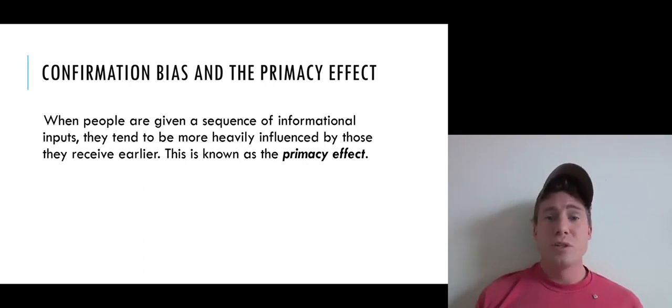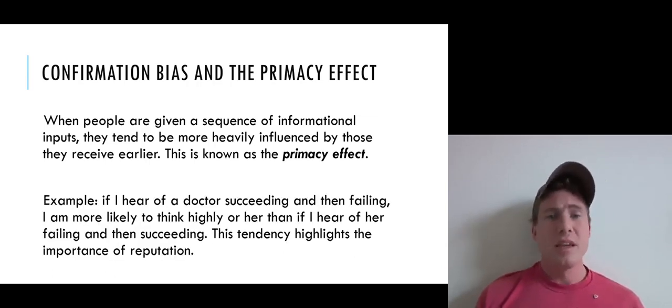Confirmation bias can also be used to explain what's known as the primacy effect, right? So when people are given a sequence of informational inputs, they often tend to be more heavily influenced by those that they receive earlier, and that's what we call the primacy effect. An example of this: if I hear of a doctor succeeding and then failing, so maybe I hear of the doctor having 5 patients who come in sick and all get cured and go out well, and then after that I hear of a couple cases of the doctor not doing so well, or their patients not making it, I'm going to tend to have a higher view of that doctor than if the order in which I had received that information was reversed.